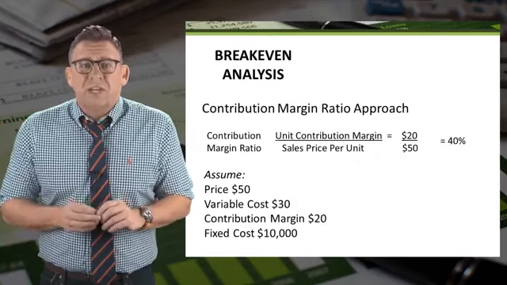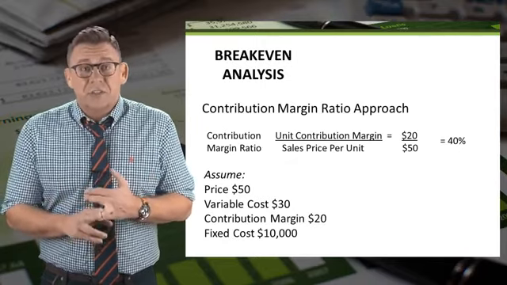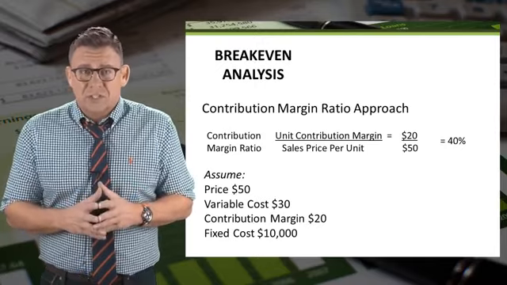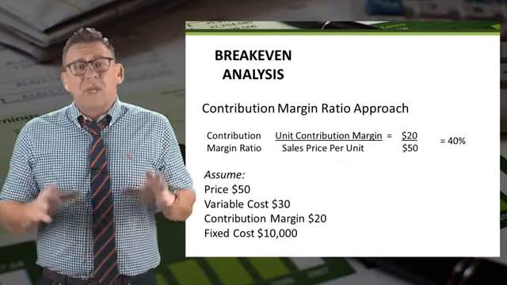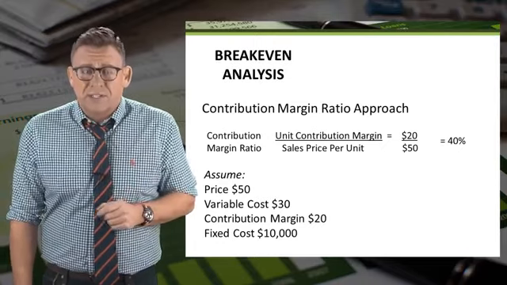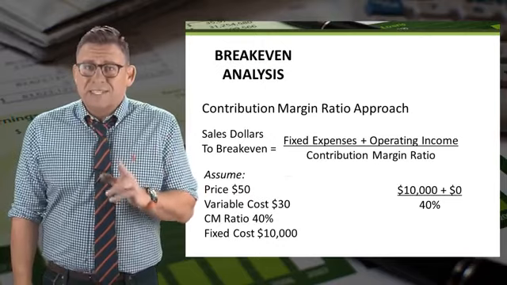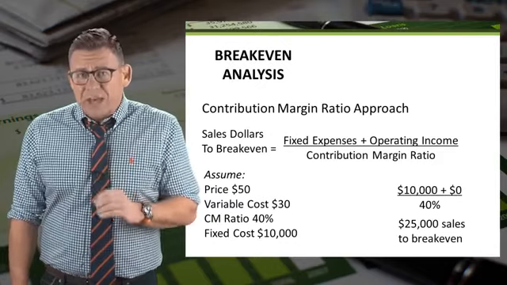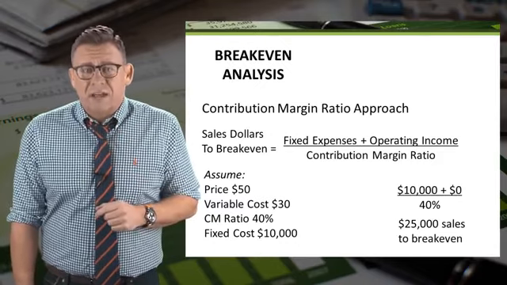So let's assume the following data. Price is $50, variable cost is $30, therefore our contribution margin per unit is $20, and the fixed costs are $10,000. Using this information, we can calculate that the contribution margin ratio is 40%. So the calculation is 10,000 plus 0 divided by 40%. Thus, we've calculated that the sales revenue to break even is $25,000.